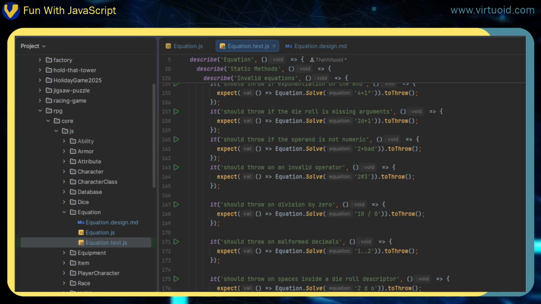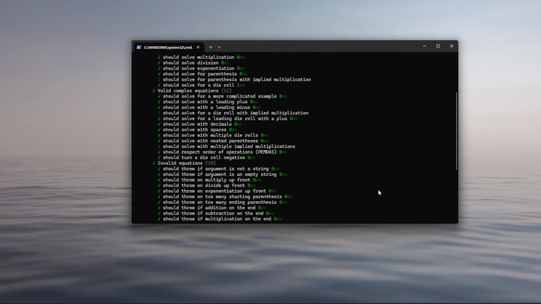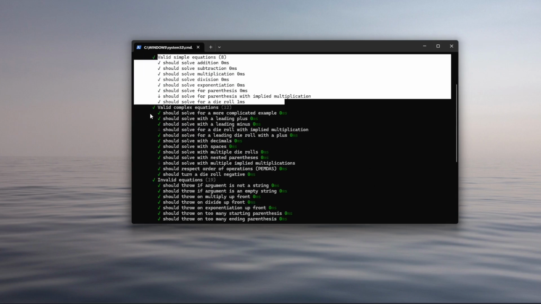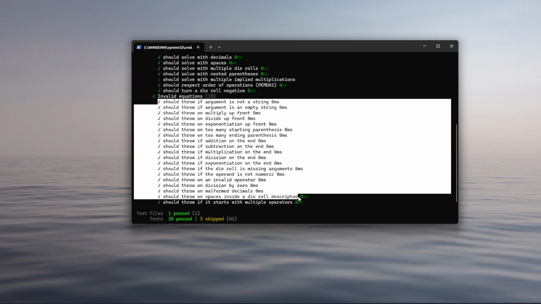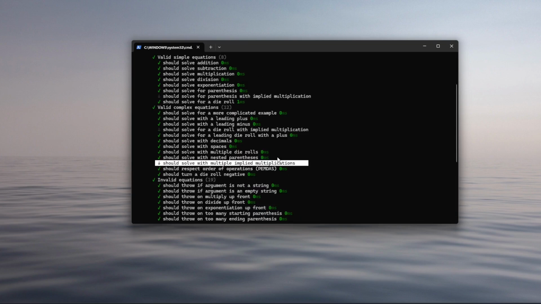So let's take a look at that testing section, which I already have up on the screen. Let me just bring that up so that you can see it. There we go. So here you can see we've got all our simple equations. Here are all our different complex equations. And here are all of our invalid equations. Now notice there's 3 of them that were missing. Should solve with multiple implied multiplications. Should solve parentheses with implied multiplications. That is the one thing I have not gotten yet.